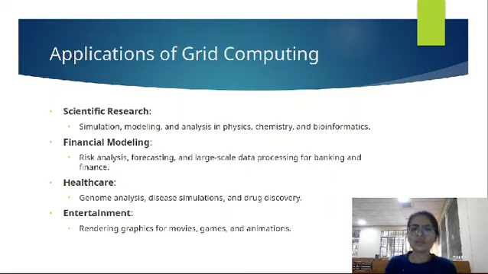What are the applications of grid computing, or where is grid computing used? Grid computing is used in scientific research, financial modeling, healthcare, environment, and entertainment. In scientific research, we have simulation, modeling, and analysis in physics, chemistry, and bioinformatics. In financial modeling, we have risk analysis, forecasting, and large-scale data processing, like for banking and finance. In healthcare, we have genome analysis, disease simulation, and drug discovery. In entertainment, we have a lot of graphics for movies, games, and animations.